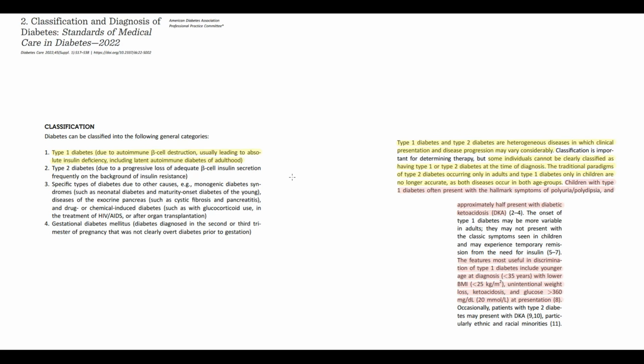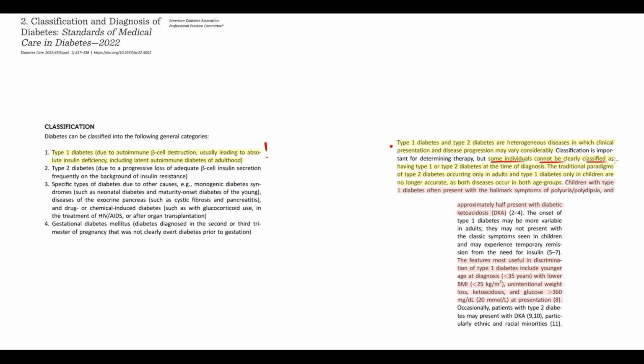As we see, according to the current classification of diabetes by the American Diabetes Association, we have 4 major forms of diabetes. It's type 1 diabetes, type 2 diabetes, some specific types of diabetes such as MODY for example, and gestational diabetes. So in this case, we will discuss type 1 diabetes mellitus, which is caused by autoimmune destruction of beta cells. The most common subtypes of diabetes are type 1 and type 2.